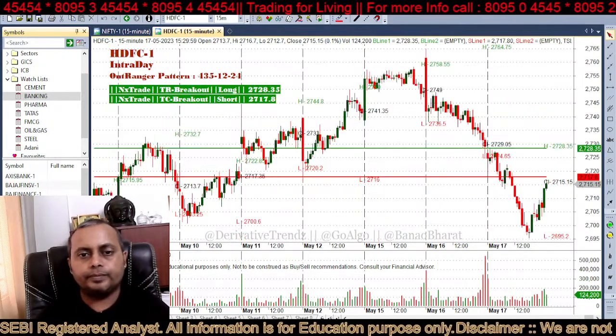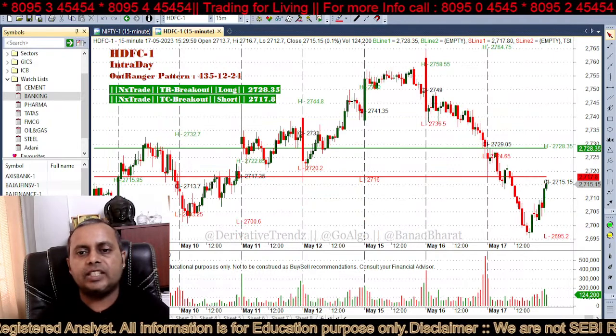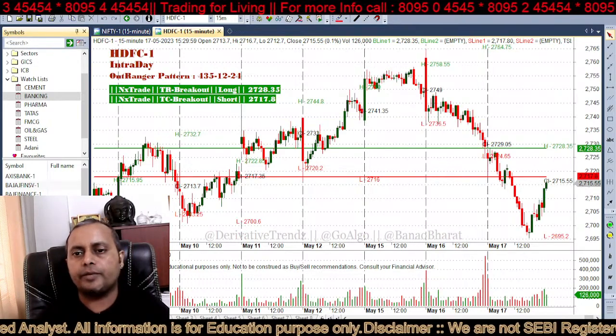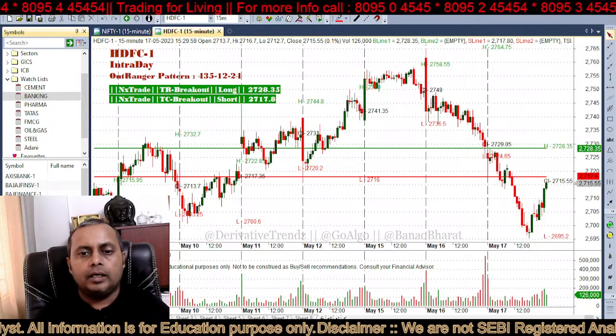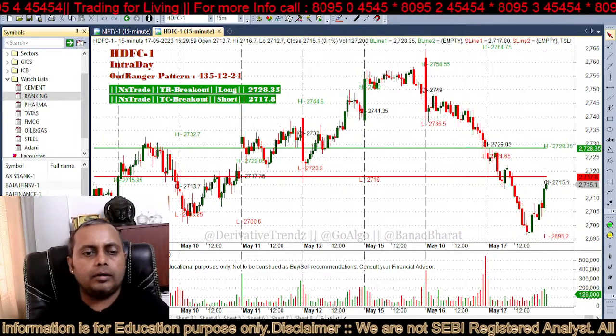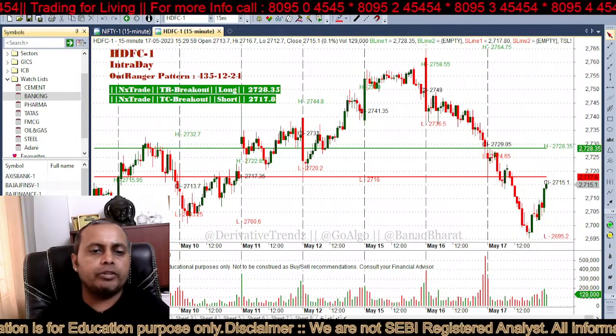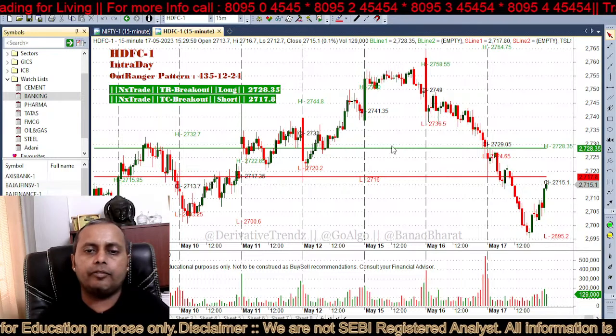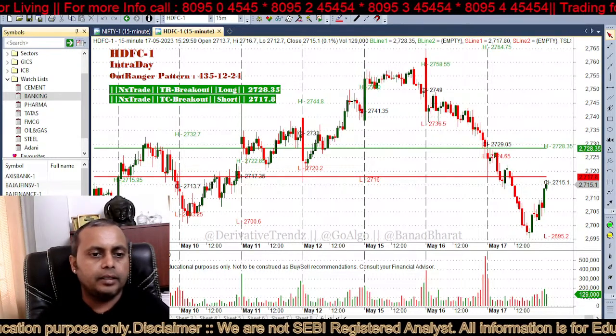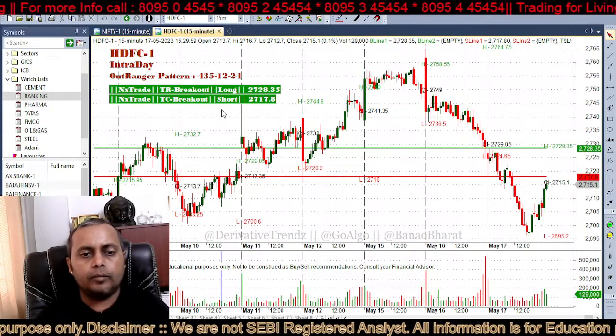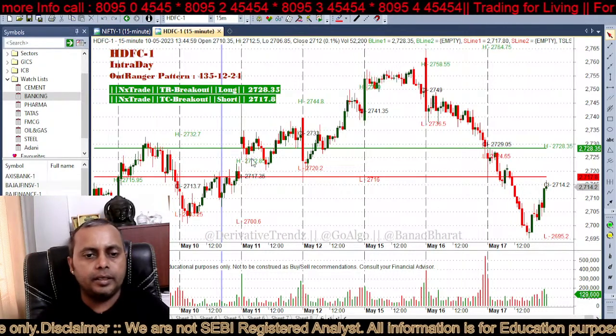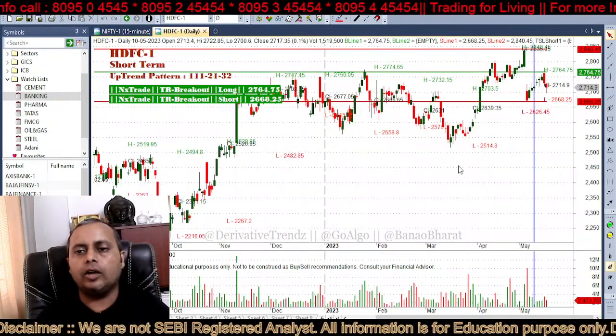HDFC Twins, well, 2764 onwards, currently trading at 2715. You can see here a good fall, and while going up also it was not a very smooth ride. It was kind of a choppy movement on the higher side. So it is better, both HDFC and HDFC Bank, we see it on a daily time frame.